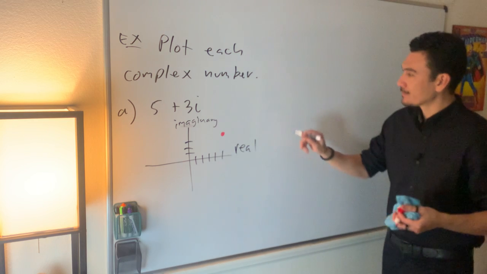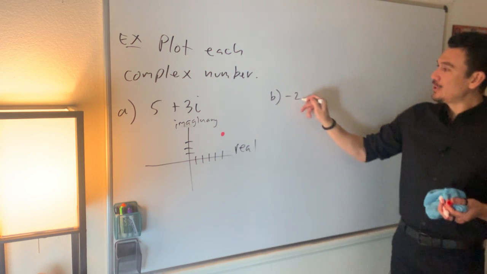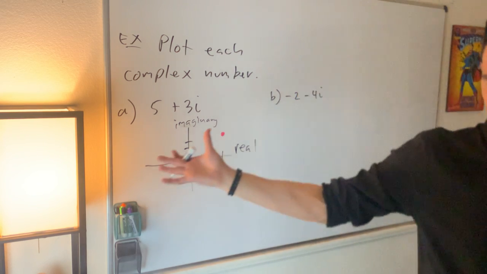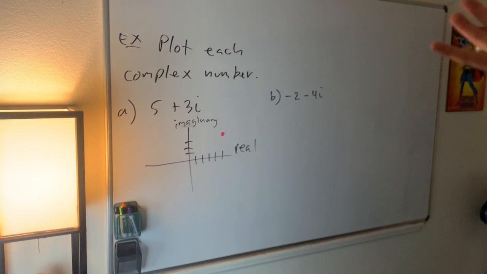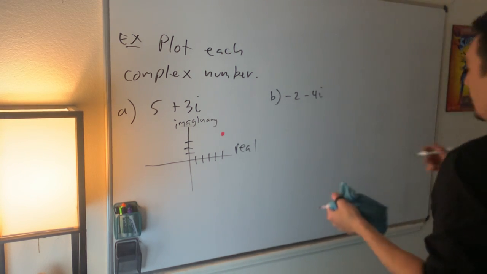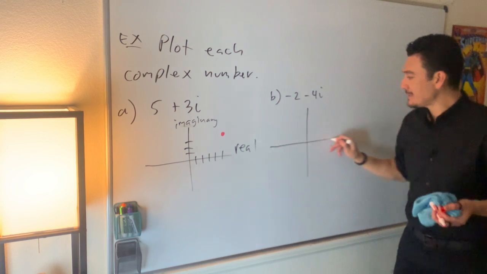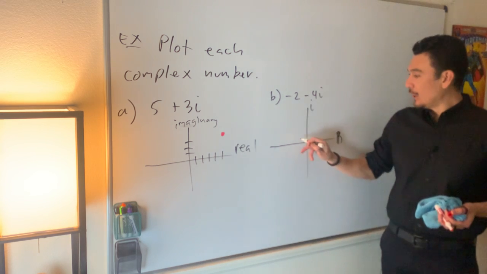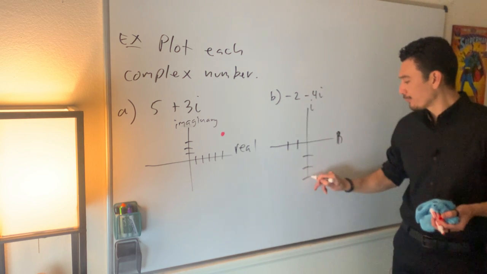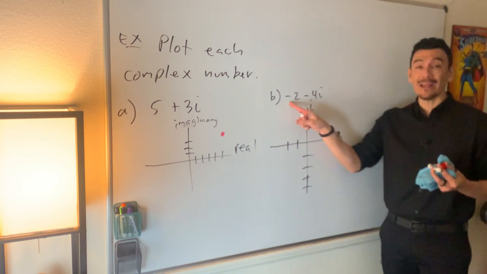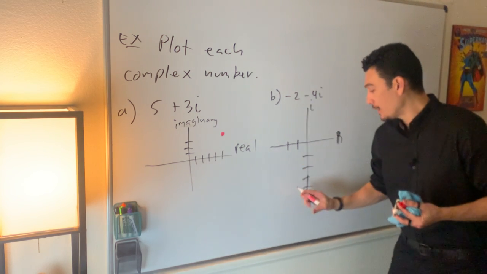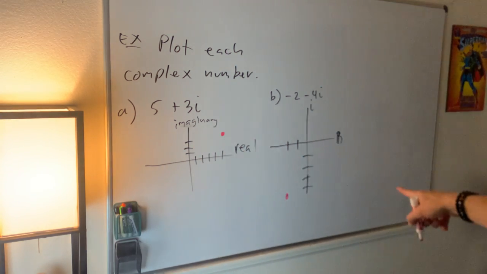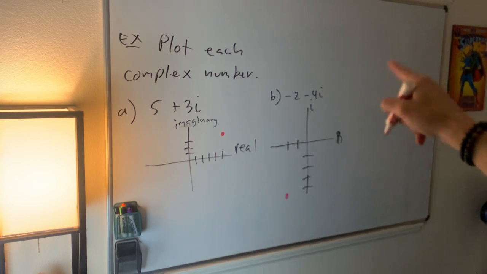How about this one? How about negative 2 minus 4i? So here we have a complex number. It has a real part. It has an imaginary part. And so what we do is we go to the axes, the real, and then the imaginary axis. We go negative 2 for the real, and then we go down for the imaginary. And done. Final answer. That little point is the graph of that complex number.